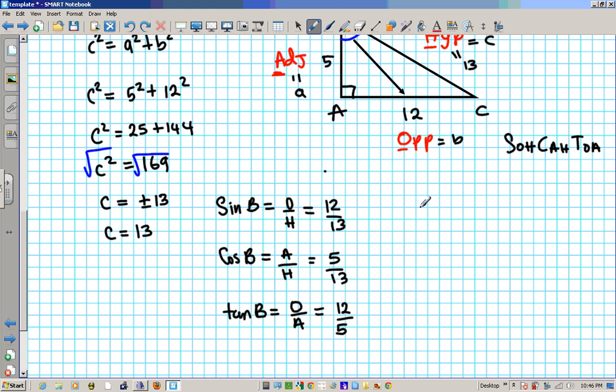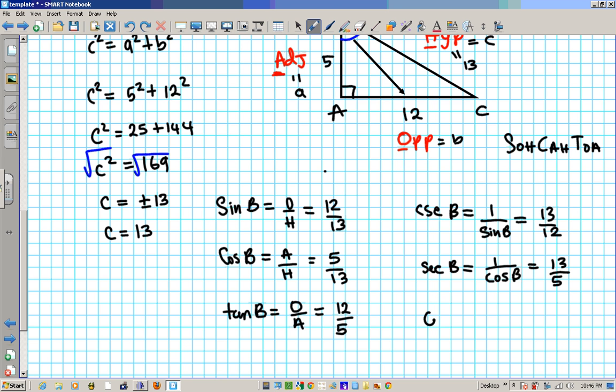So for sine, the reciprocal of sine is cosecant. So to get cosecant B, you just simply do 1 over sine B, or you just flip sine. If I reciprocate this, I'll have 13 over 12. The next thing is secant. To get secant, you simply reciprocate cosine, or you do 1 over cosine B. And then we're just going to flip this upside down: 13 over 5, that's the reciprocal.